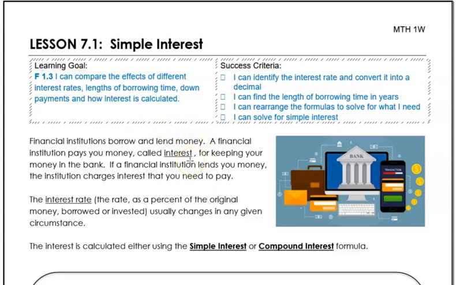Now, the opposite thing happens when you borrow money. So let's say you need a lot of money to buy a car, to put a down payment for a house, or you want to go on a trip. You need a large sum of money. So you go to the bank and you ask them for a large sum of money, right? And they lend it to you.